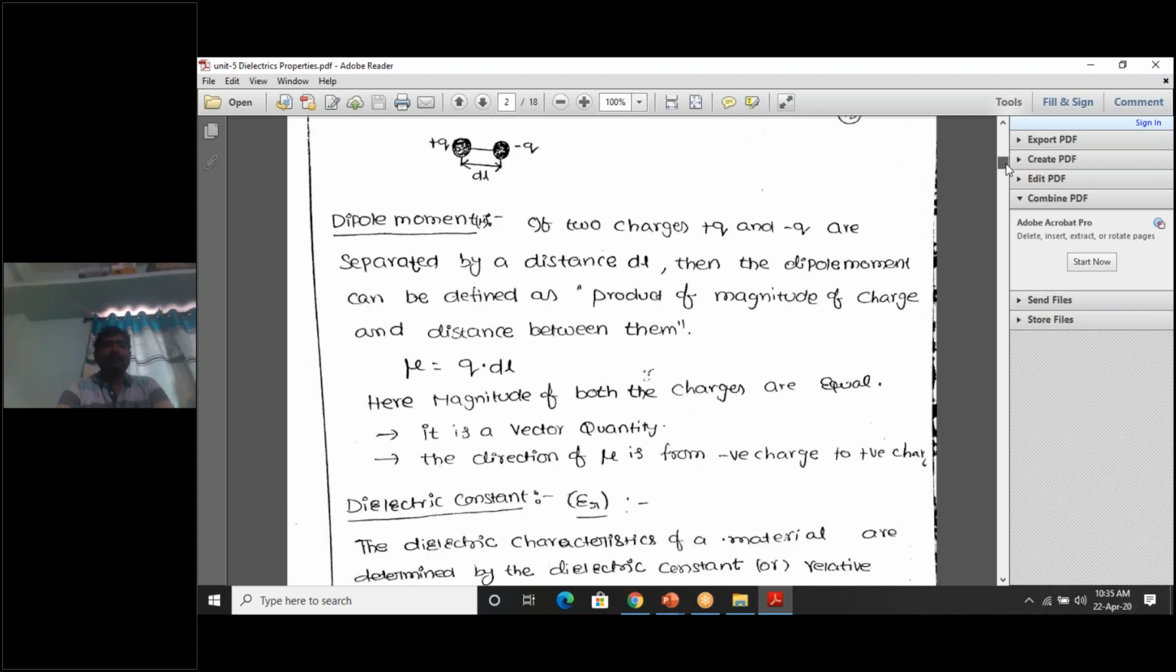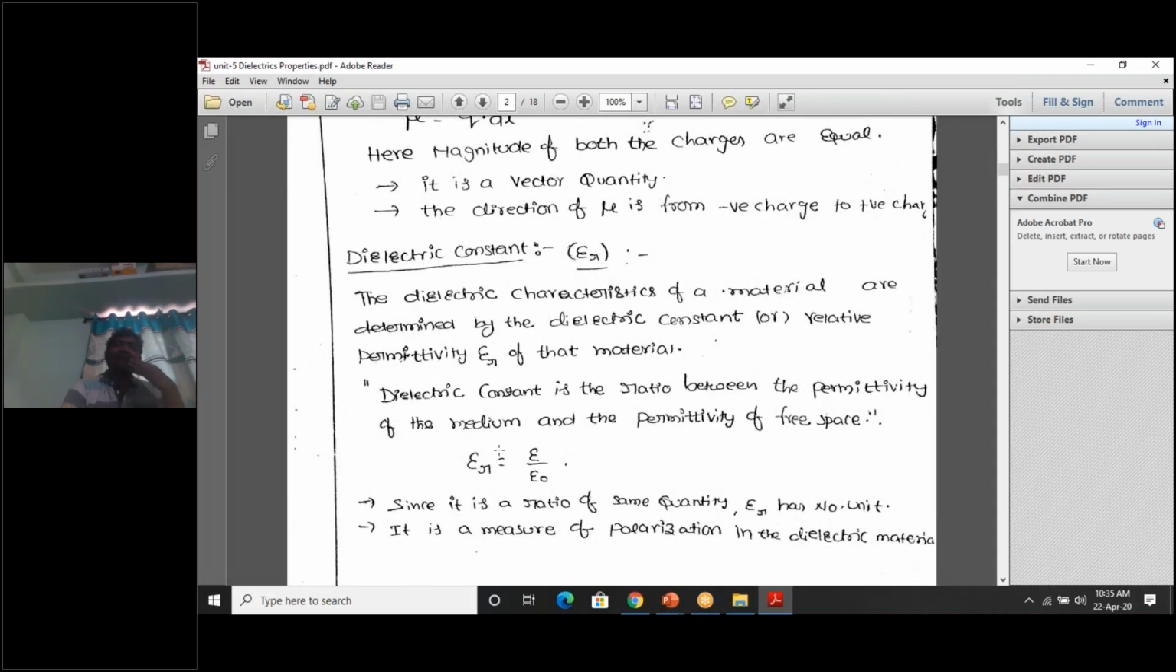Okay, so the next important definition is the dielectric constant. Dielectric constant is represented with epsilon, a Greek letter, epsilon with suffix r. So epsilon r is equal to epsilon by epsilon naught. The dielectric constant is defined as the ratio of the permittivity of the medium, epsilon, to epsilon naught, the permittivity of free space.